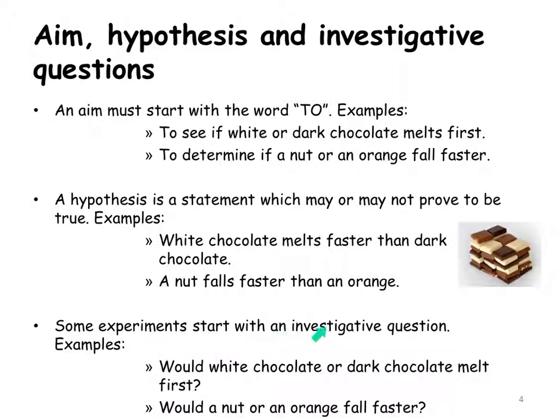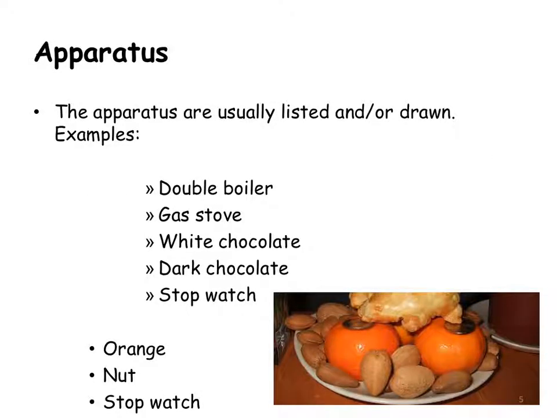Some experiments start with an investigative question. Would white or dark chocolate melt first? Or would a nut or an orange fall faster? List your apparatus. So your apparatus is often listed. Sometimes you'll draw a picture for that. So for, let's say, the chocolate experiment, you'd use a double boiler, a gas stove, white chocolate, dark chocolate, and a stopwatch. For the nut and orange experiment, maybe you use the nut, an orange, and a stopwatch.